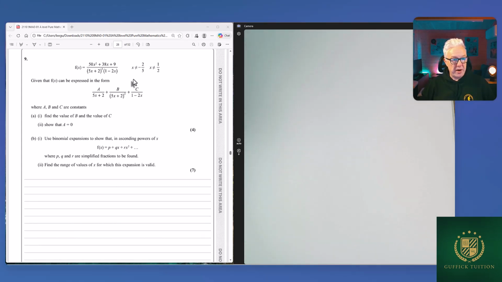Okay, find the range of values of x for which the expansion is valid. 7 marks this one's worth. Wow. Okay, that's a lot of marks. So part B then, let's think about this. We've now got to expand this with our binomial. So what do we know so far?